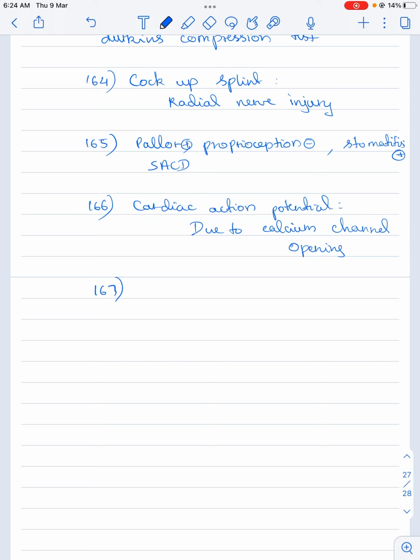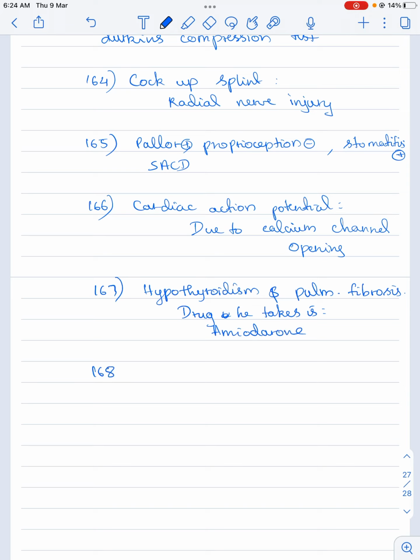Next question. A patient with hypothyroidism and pulmonary fibrosis. Drug he is taking is amiodarone, because amiodarone causes pulmonary fibrosis. Next question.